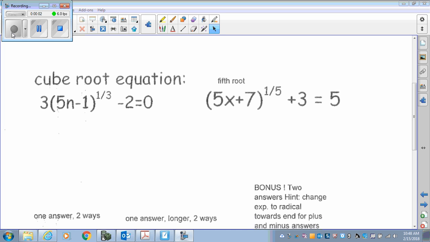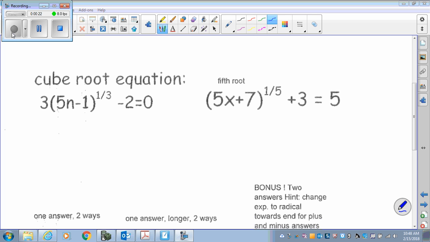So we solved square root equations. Now we're going to solve a cube root equation. And the great thing is you do the same thing you do with the square root. You isolate the square root or the cube root, and then you solve for the variable. So here we go. We're going to say I've got this whole equation.